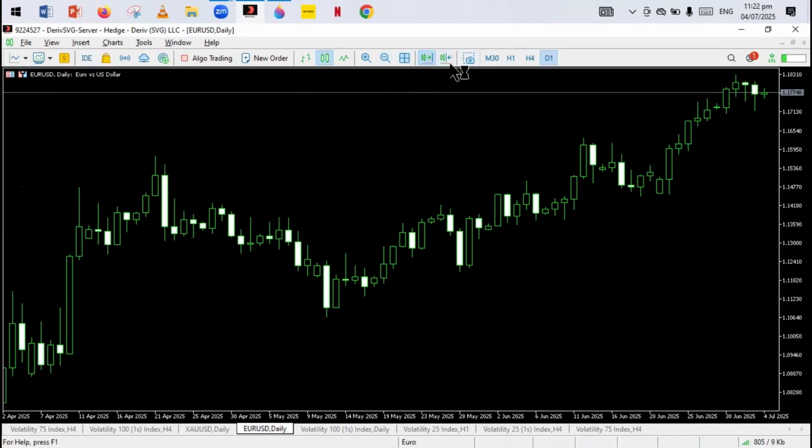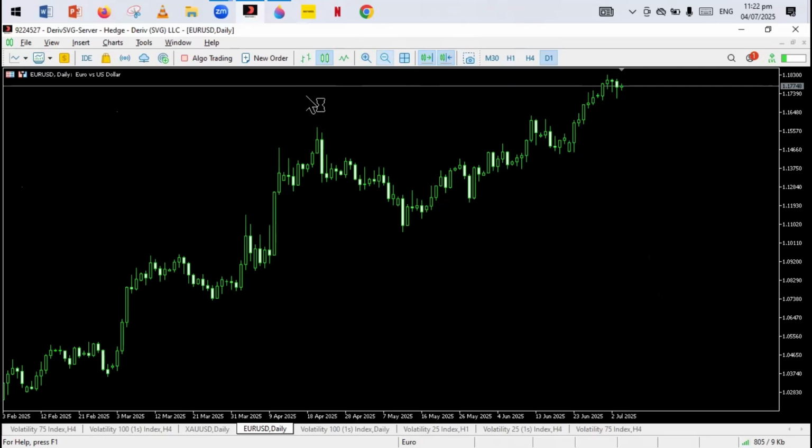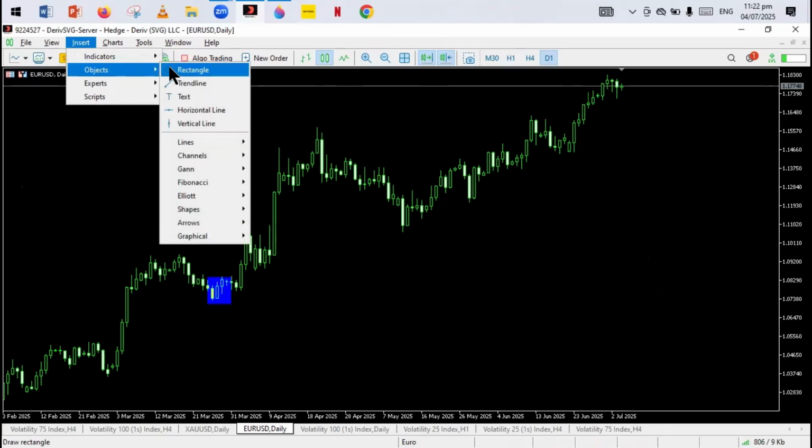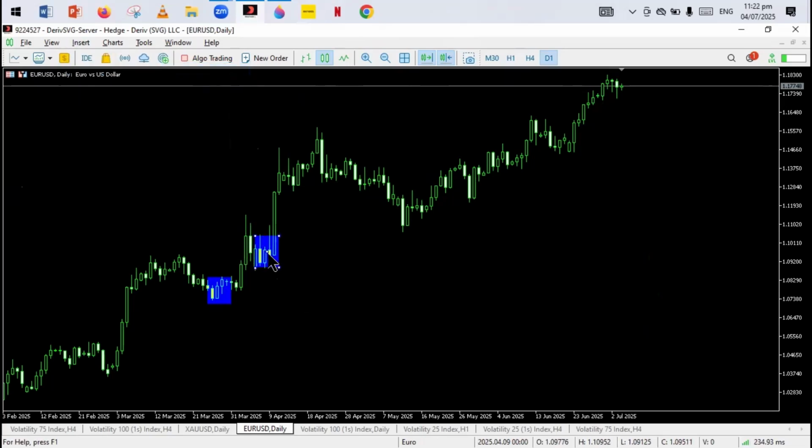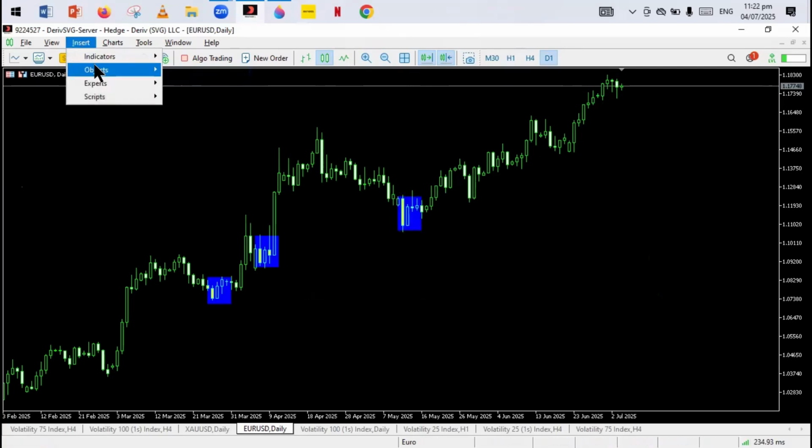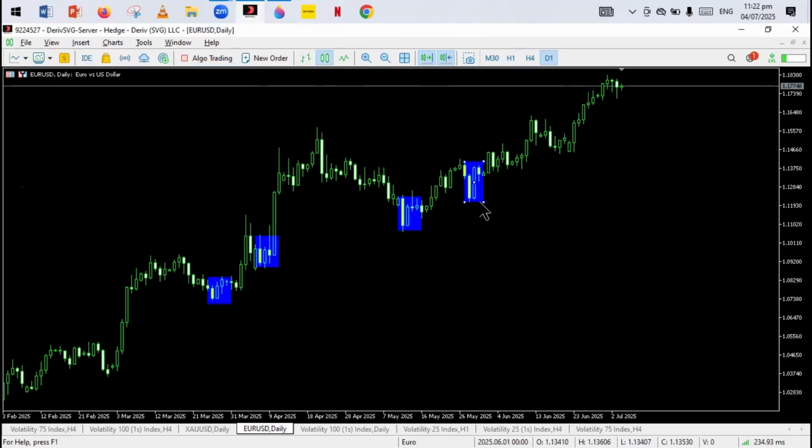So price is moving in an uptrend. If we check, that is a higher high, higher low. What happened at this level? Price formed a bullish engulfing. Higher high, higher low. What happened? Price formed a tweezer bottom. Higher high, higher low. We have ourselves a tweezer bottom.